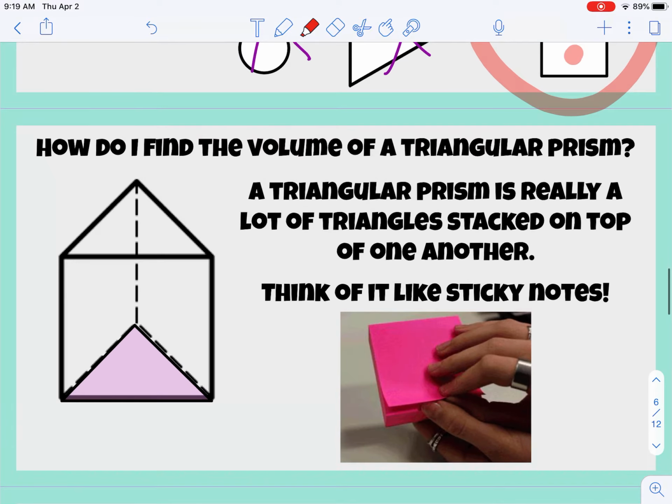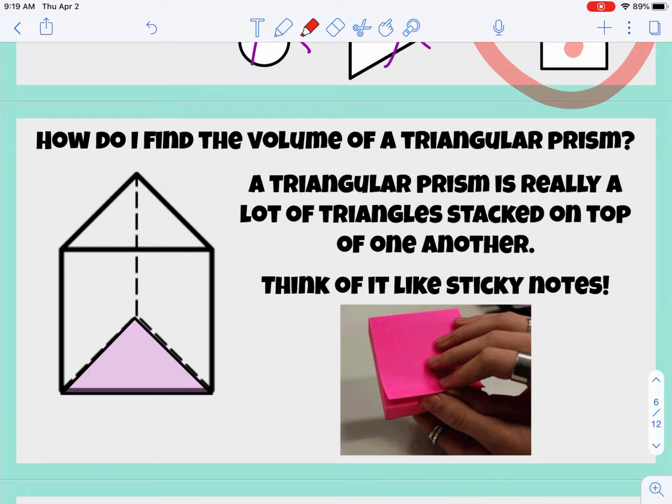So the big thing to think about now is, how do I find the volume? So here's the way that Mrs. Brown likes to think of it. A triangular prism is really like a lot of triangles stacked on top of one another. Kind of think of it like sticky notes. So if we were trying to find the volume of a pad of sticky notes, we could find the area of the bottom sticky note and then multiply by how many sticky notes we have. We can do the exact same thing with a triangular prism.